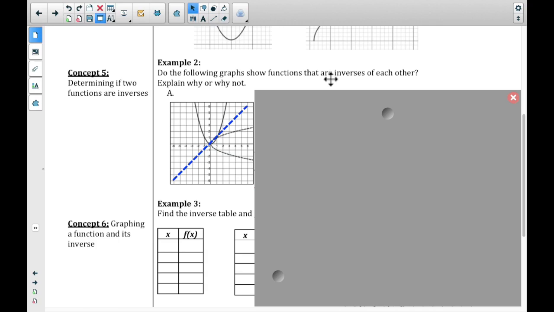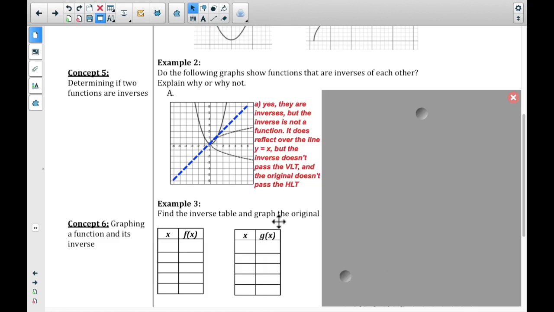Okay, remember one of our definitions is you could rotate it 90 degrees, or you could reflect it in the line y equals x. These do appear to be reflected, don't they? Are they both functions? Okay, I think we can see that that second one is not a function. They are inverses, but the inverse is not a function.